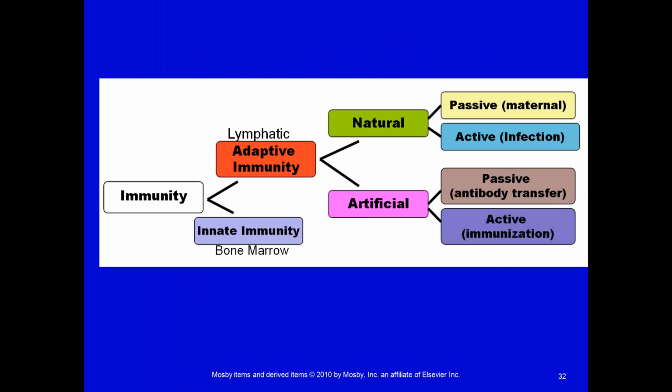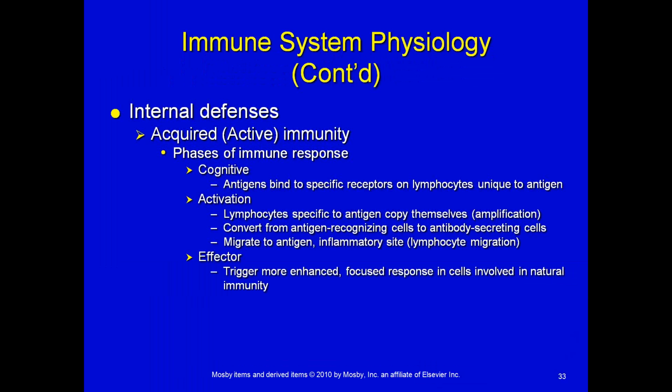And then there's also active adaptive immunity, where you get the infection and your body builds the antibodies. And then there's artificial adaptive immunity. Artificial adaptive immunity includes things like immunizations, where we're not going to wait around to get the disease. We'll just inject you with a small amount of the disease so that your body's own natural immune system can develop the antibodies.